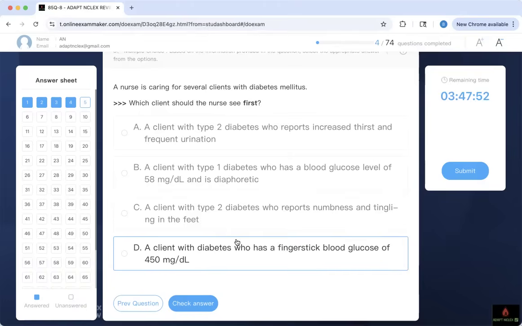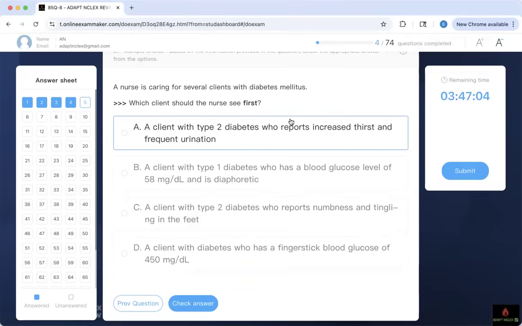A, type 2 diabetes, you present with what? Increased thirst and frequent urination. Is this what you expect in type 2 diabetes? Type 1 diabetes, you have a blood glucose level of 58. Is that what you should expect? And look at it, diaphoretic. Does that concern you? Type 2 diabetes, report numbness and tingling of your feet. Should that worry you? Type 2 diabetes, finger stick of what? 450, too high. But I know you watch Adapting class, so you know the right answer. What do you think? Which one are you picking?